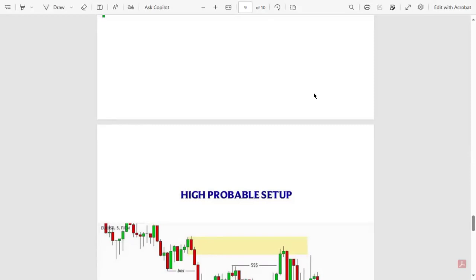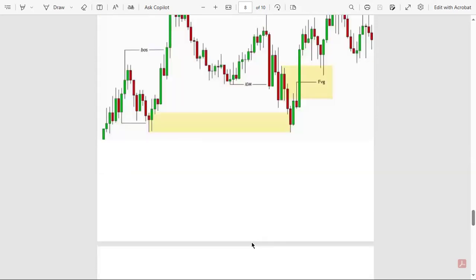I think my explanation about order blocks is good enough for anyone who is trying to understand order blocks. You can see we have some troubles here, so I cannot keep on showing you the challenges. So guys, I think that will be enough.